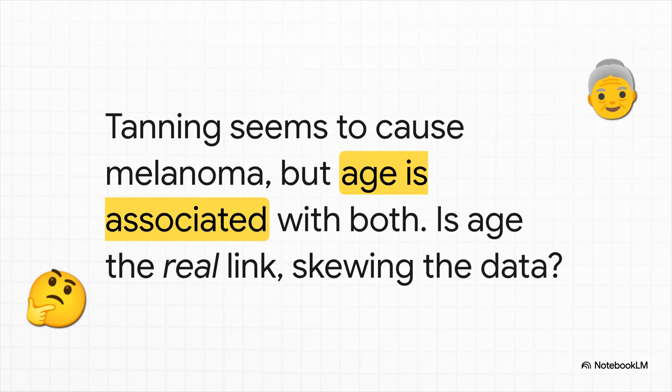Say you run a study and find a strong link between tanning bed use and melanoma. Case closed, right? Well, not so fast. What about age? We know that older people might have been more likely to use tanning beds back in the day, and we also know that older people are naturally at a higher risk for melanoma just because of their age. The question becomes, is the tanning bed the real culprit, or is age the confounder here, the hidden variable that's actually explaining the whole pattern?